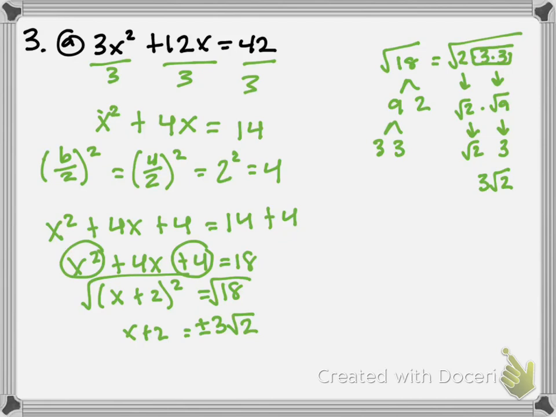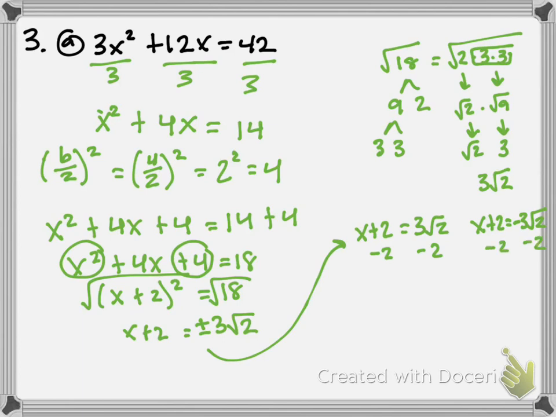All right, I'm going to switch over here so I have more room. So x plus 2 can equal positive 3 square root 2. x plus 2 can equal negative 3 square root 2. All right, how do I solve for x? Subtract 2 from both sides, right? This is where it gets a little ugly.